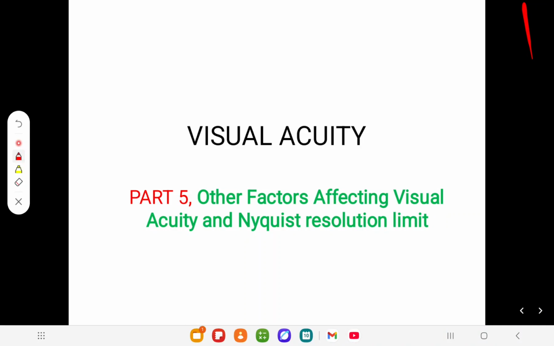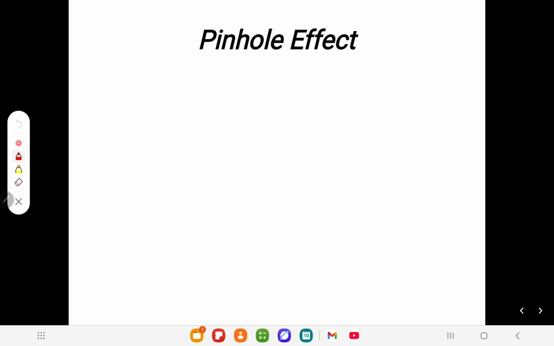Okay, here we are in visual acuity part 5, and we're still talking about factors. And today, the main topic will be the Nyquist resolution limit and other factors too. So let's move on. Whenever we are talking about visual acuity, the media is important, isn't it?